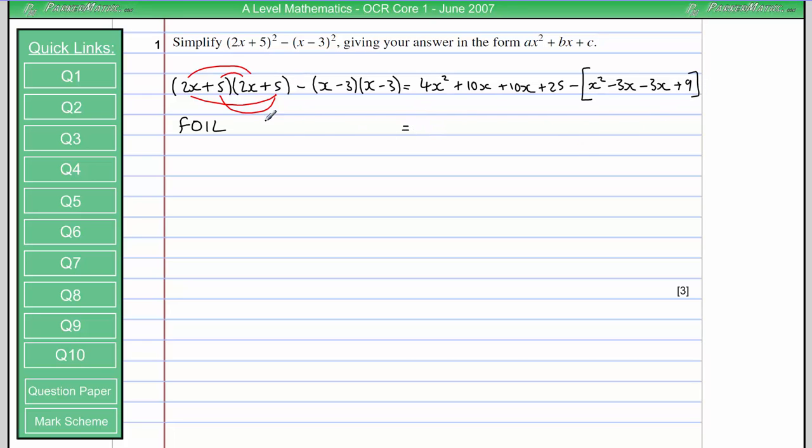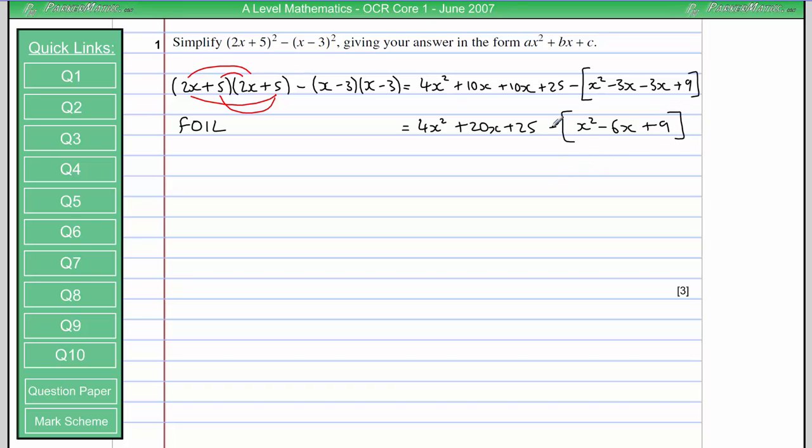There's an easier way of expanding square brackets if you know the trick, and that is if you do the first term squared, so (2x)², I get 4x², square the last term, I get 25, and then notice how these two terms in the middle are the same. That's always going to be the case, so I can do 2x times the 5 and then double it, so I would get 4x² + 20x + 25 − (x² − 6x + 9).